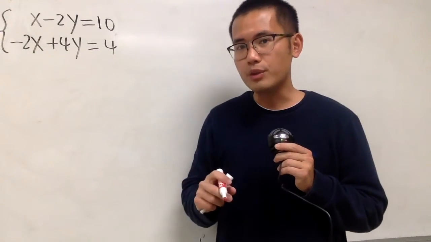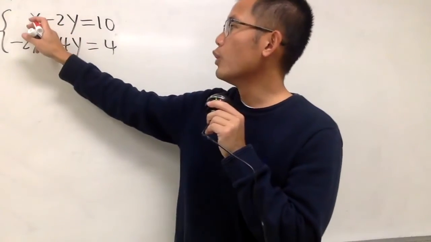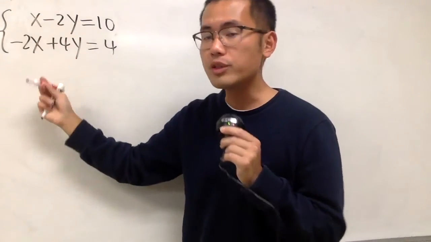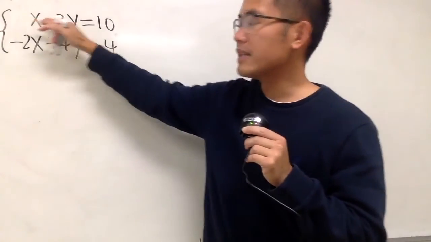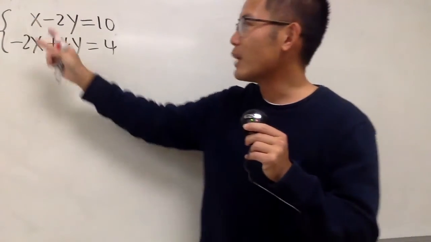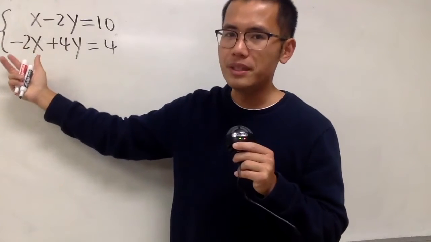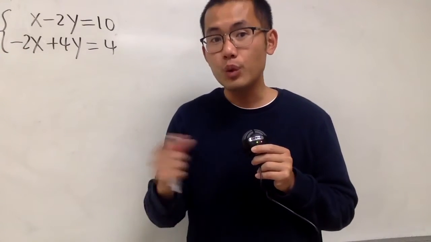Let's solve this system of equations, and you see that for the first equation, we have x right here, and for the second equation, we have negative 2x. Therefore, it's a good idea to multiply the first equation by 2, so that we get the 2x, and then this will be negative 2x. They will cancel each other out when we add them up.